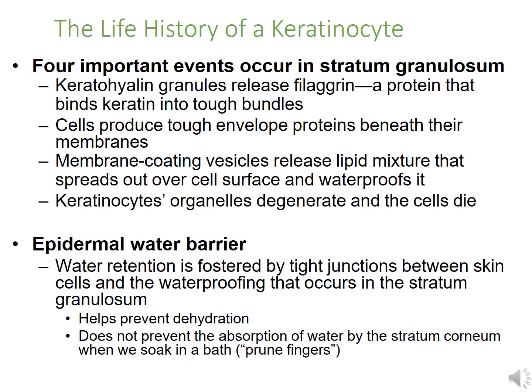The life history of a keratinocyte. Four important events occur in the stratum granulosum. Keratohyalin granules release filaggrin, a protein that binds keratin into tough bundles. Cells produce tough envelope proteins beneath their membranes. Membrane coating vesicles release a lipid mixture that spreads out over the cell surface and waterproofs it. Keratinocyte organelles degenerate and the cells die.